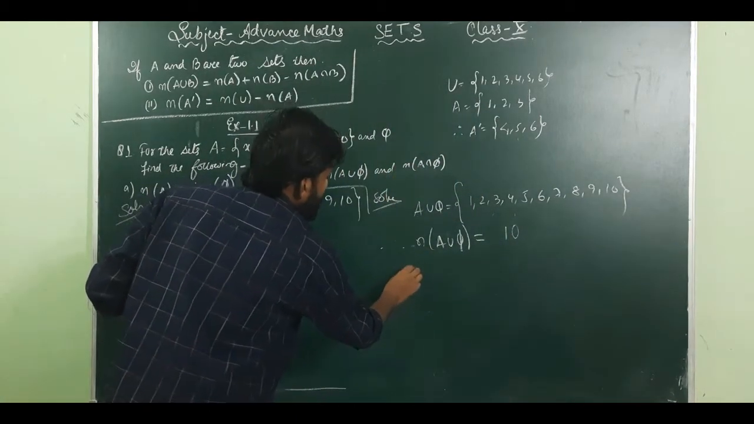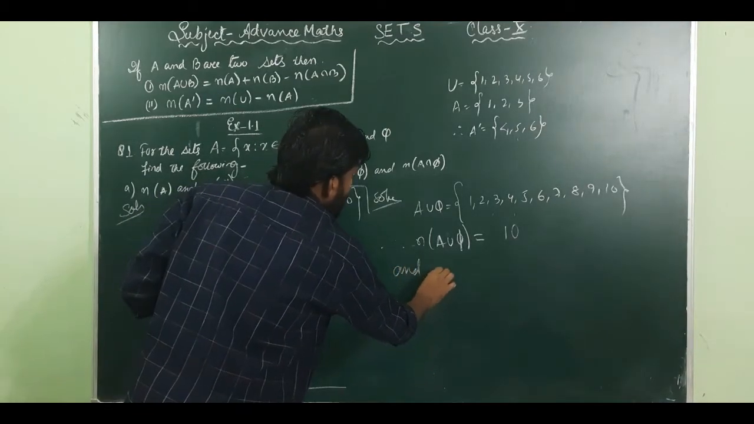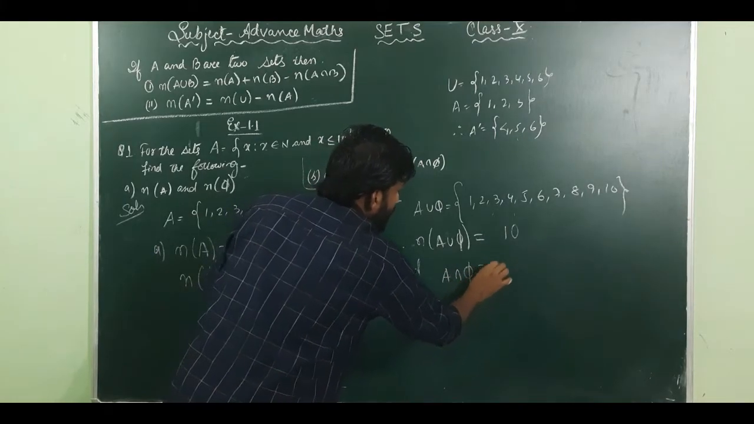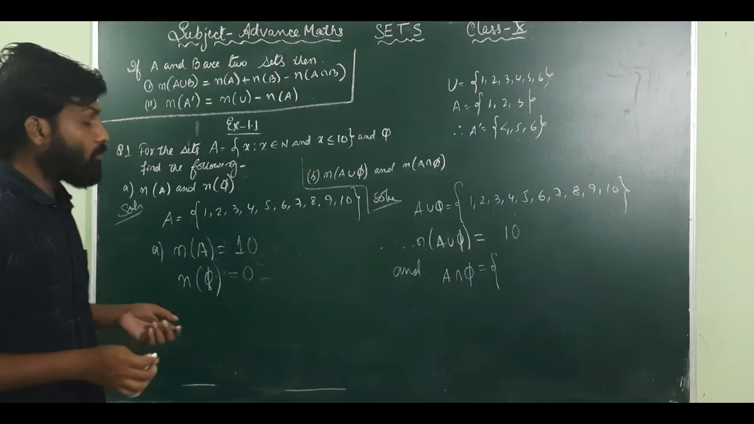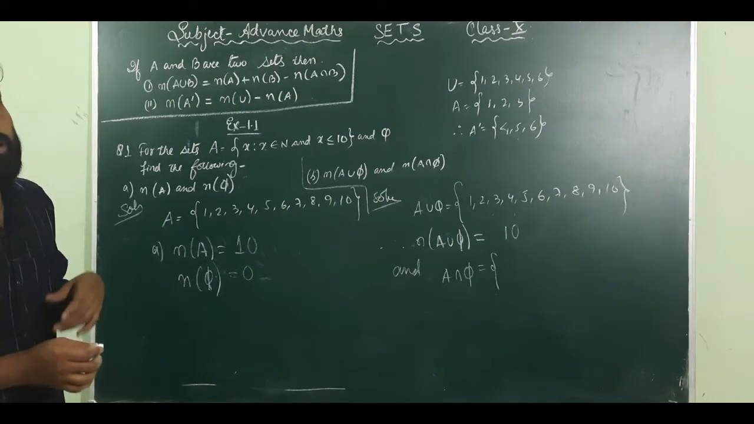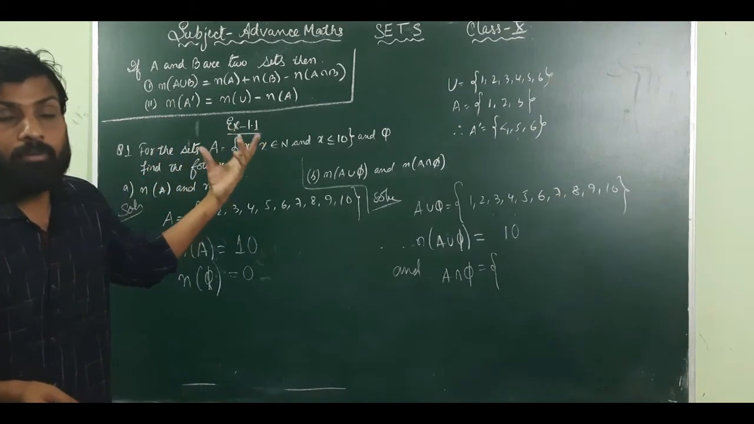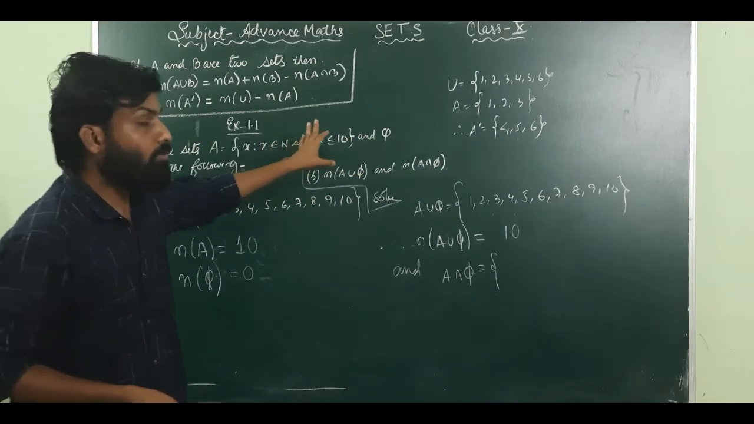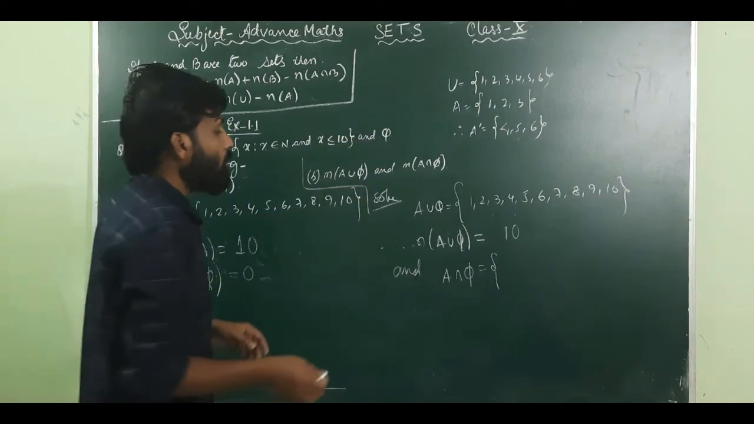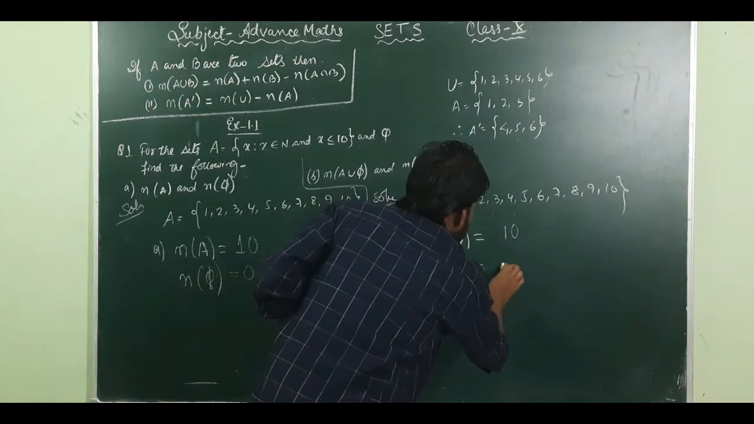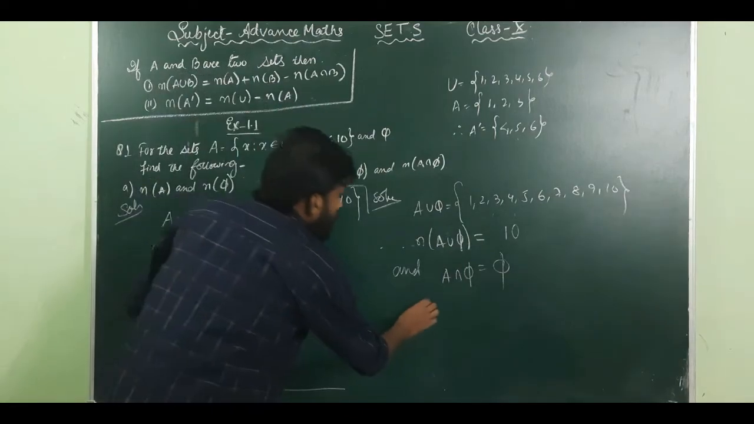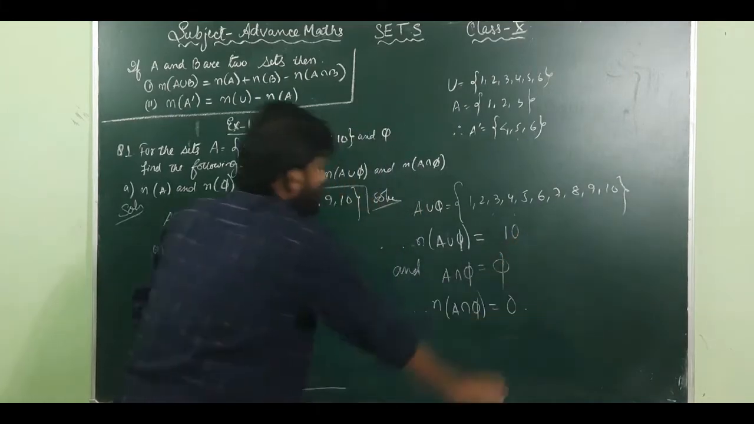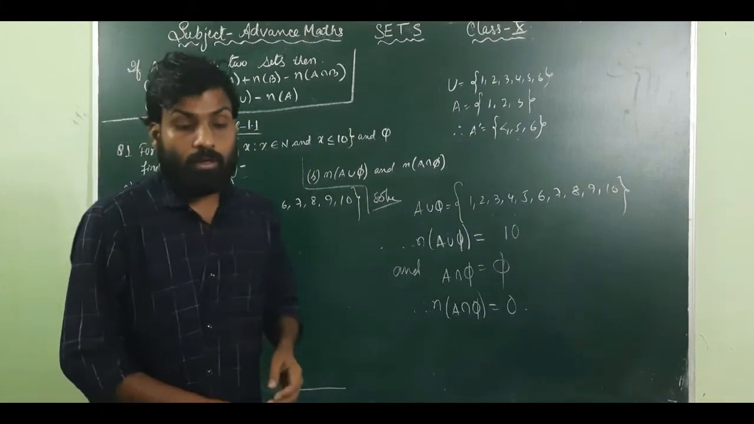And again, what do we have next here? A intersection φ. First of all you find out A intersection φ. Whenever we talk about intersection, we know that we have to take the elements which are common between the two sets. But you can see in φ we don't have any element, and in A we have 10 elements. Since there is no common element, it will become φ itself. That means the number of elements in A intersection φ will be 0 here.